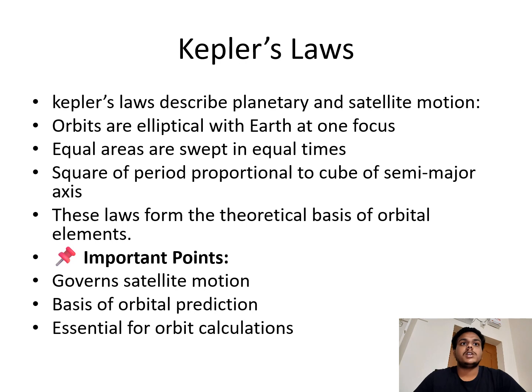Kepler's laws describe planetary and satellite motion. The orbits are elliptical with Earth at one focus. Equal areas are swept in equal times. The square of the period is proportional to the cube of the semi-major axis. These laws are the theoretical basis of orbital elements. They govern the satellite motion and are the basis of orbital prediction, essential for orbit calculations. All these are Kepler's three laws that help to govern the satellite motion.